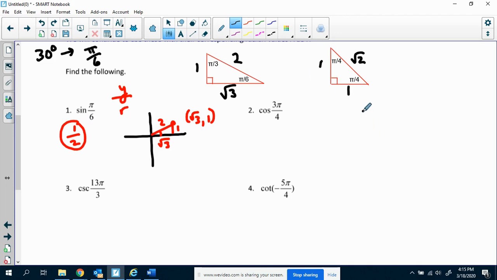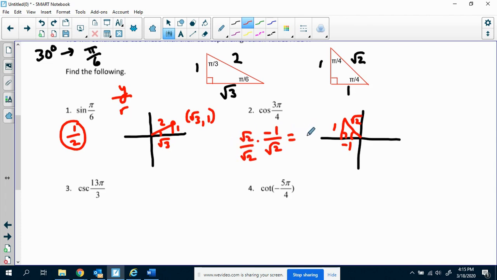Cosine of 3 pi over 4. 3 pi over 4 is in the second quadrant, and that's a pi over 4 reference angle, so my reference angle being right here, I would draw 1, 1, square root of 2, and then I'd notice that this is negative. So my x value is negative here, so my cosine ends up being negative 1 over root 2, and if I multiply the top and bottom by square root of 2, root 2 over root 2, I end up with negative root 2 over 2 as my answer.